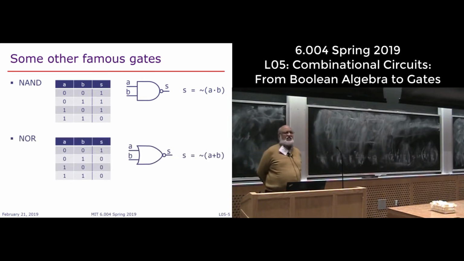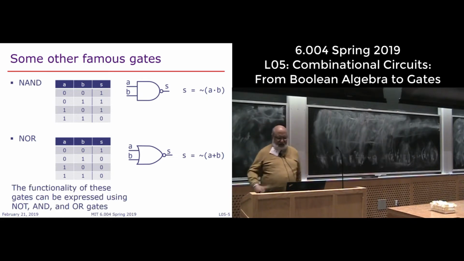Another interesting gate is a NOR gate, which is NOT OR. So I took the output of the OR circuit and inverted it. You see that it produces a 1 only when both the inputs are 0, 0. Otherwise it always produces a 0 on the output. And again, no special symbol at the Boolean expression level, but in pictures we'll often draw this NOR gate with a tiny circle at the output of it.